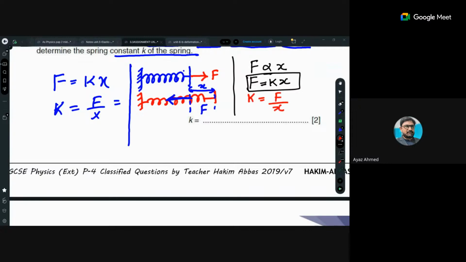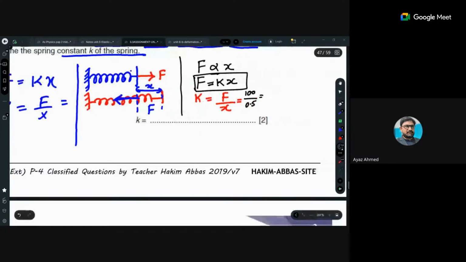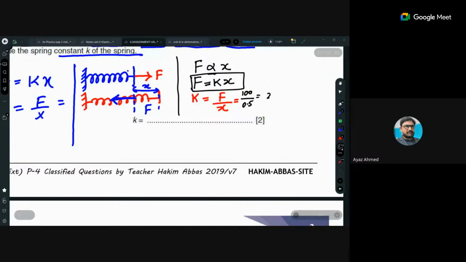So what does it mean? It means how much force is being applied and how much extension is taking place. So for example, if I apply 100 Newton force and I get 0.5 meter extension, what will be K of that spring? 200 Newton per meter. So what does it mean? That I need 200 Newton force to extend the spring by 1 meter.